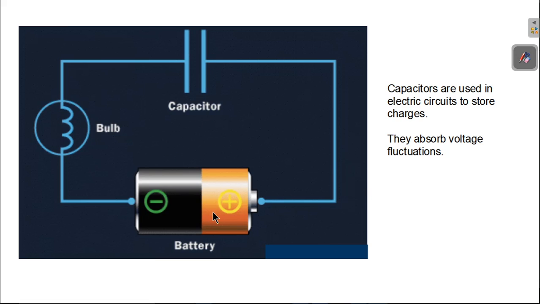Capacitors in a circuit will absorb any voltage fluctuation. They're there to protect things that you are hooking to your circuit. So here is a light bulb. Okay, there's a filament right here that has a bulb. If there is too much charge running through this circuit, this filament will burn out. So to prevent that you put a capacitor right there that will absorb the voltage fluctuation. It will store charges. Okay, so far so good.